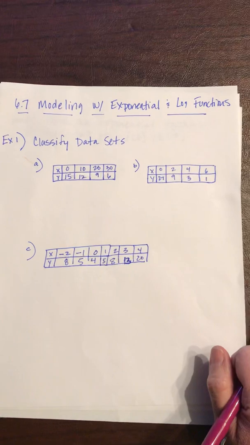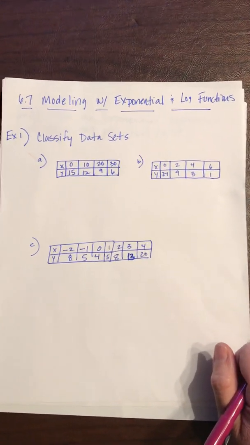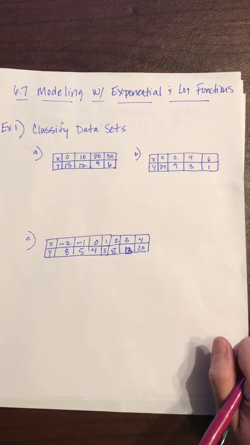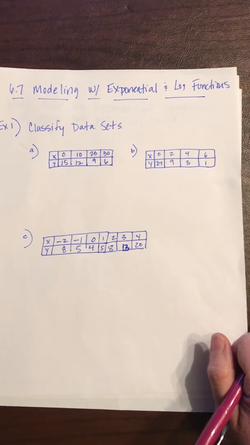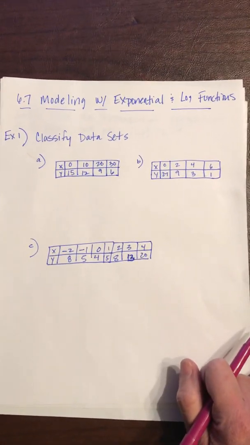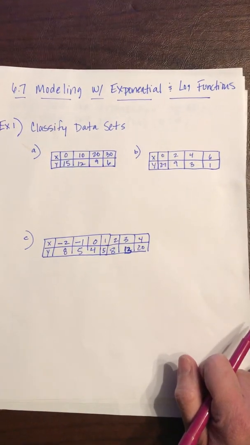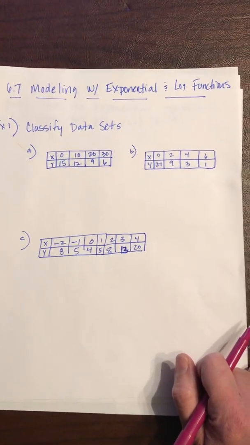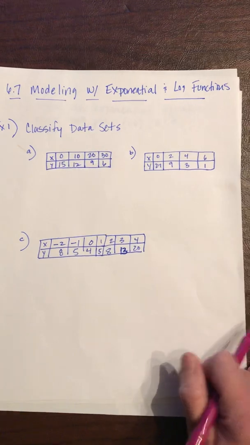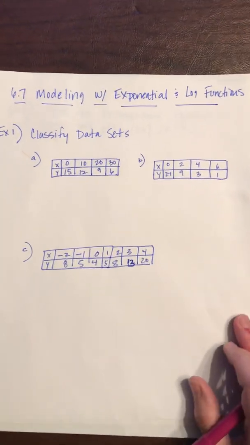All right, so this is the culminating lesson for the unit, and what we're going to be talking about is pulling everything together. The first thing we're going to chat about is classifying data sets. I'm going to give you 3 different tables, and we'll show you how you can classify them and what they look like to tell what type of function is being represented.